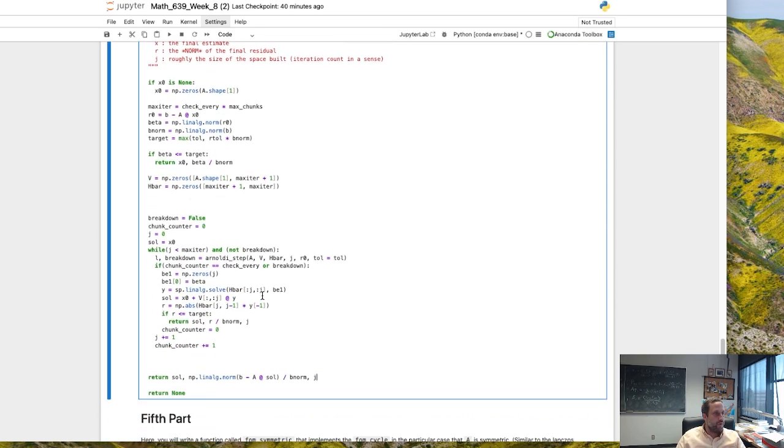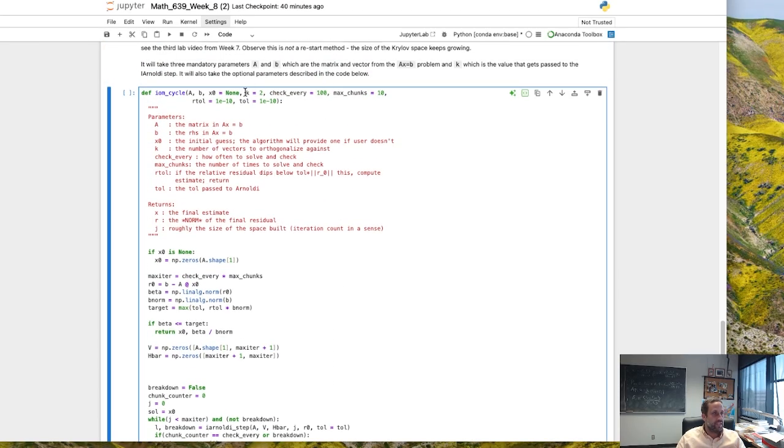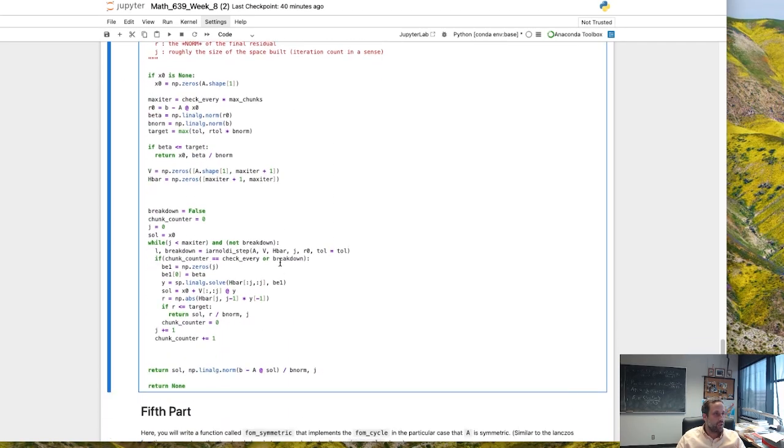So we want IOM cycle. Here, instead of the Arnoldi step, it's going to be the iArnoldi step. And we have to remember that we need to pass it the K. So this takes a K. We're going to pass the iArnoldi step a K.